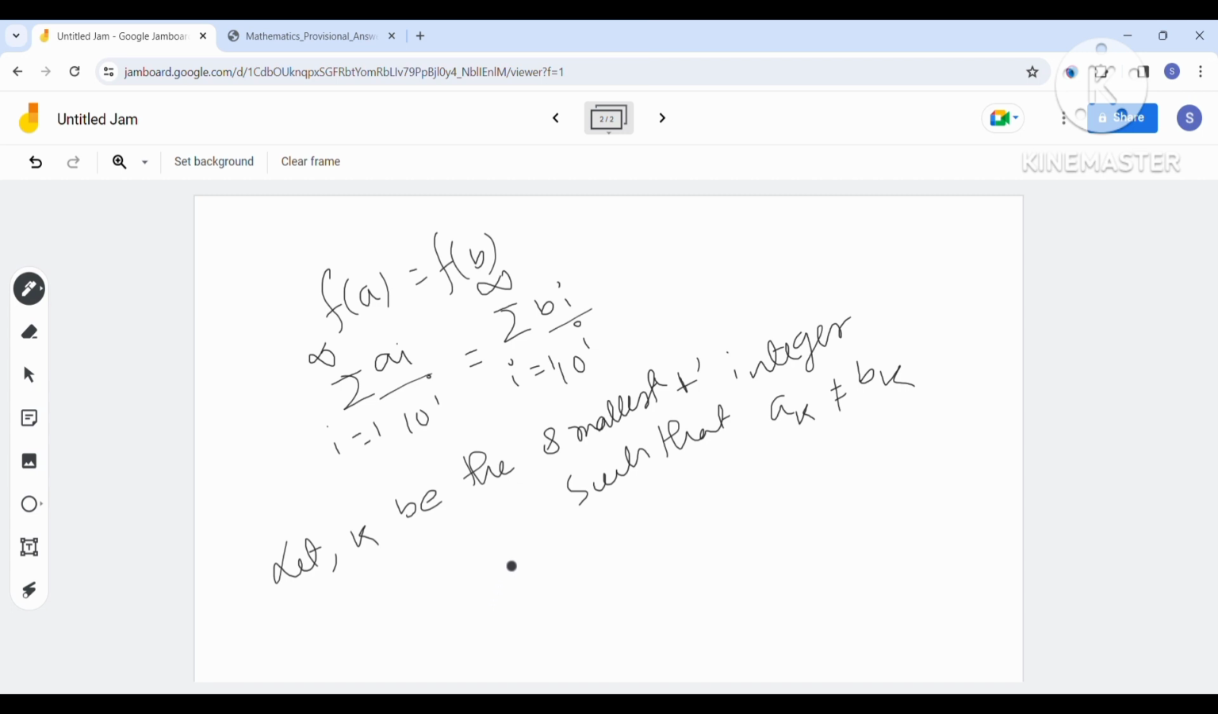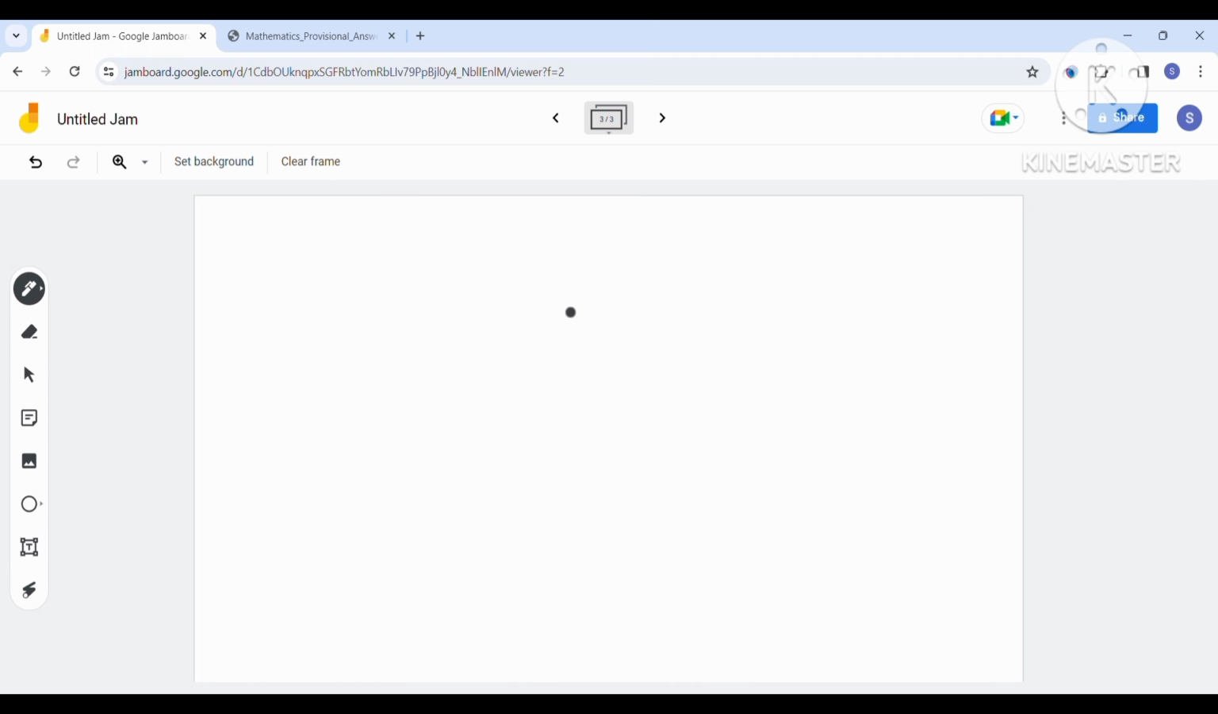Then since till k minus 1 term both are same, then I can write it as 10 to the i, and i starts from k because already up to k minus 1 term they are same, and since the entire sum is same, so I can rewrite it and start from k, right? And it is given that ak not equal to bk and k is the smallest such number, right?